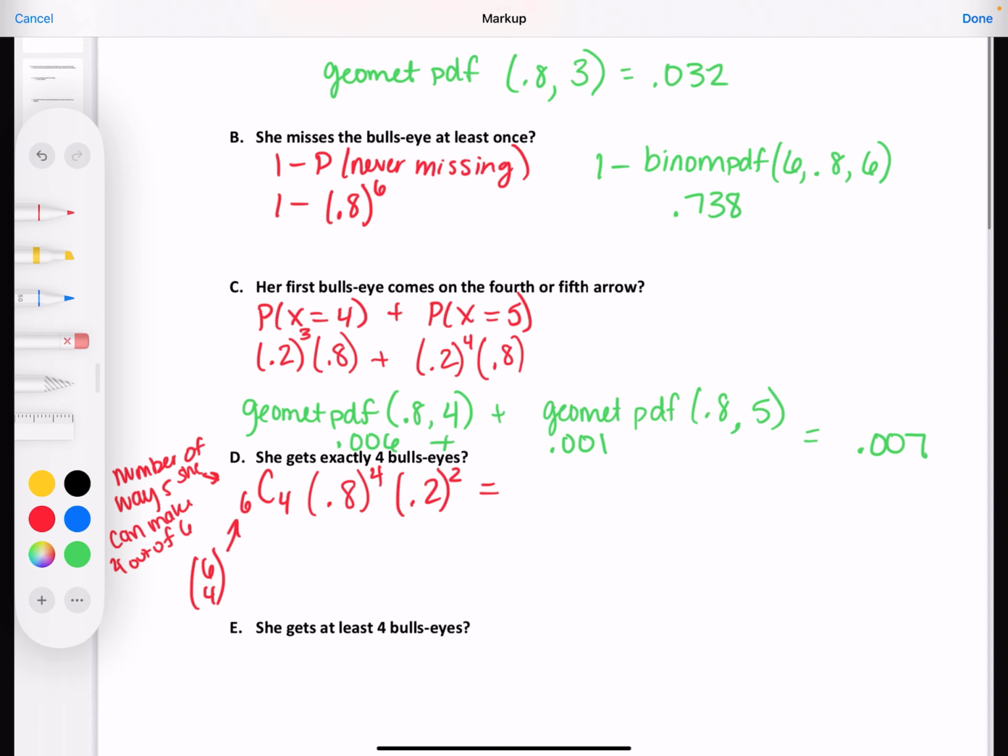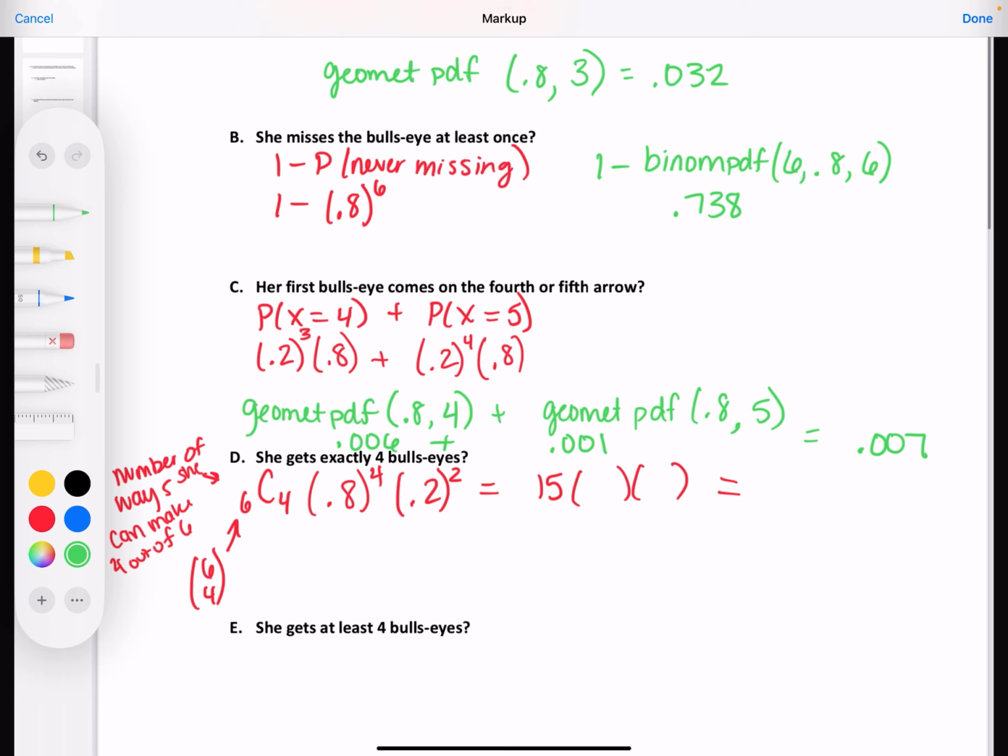And then you can just hit enter if you want, and that'll tell you how many possible combinations or how many ways she can get 4 bullseyes taking 6 shots. I got 15. So that'll be 15, and then you could obviously multiply that out and get an answer, and that's the by hand way. But of course, there's a calculator way that can do the whole problem for you.